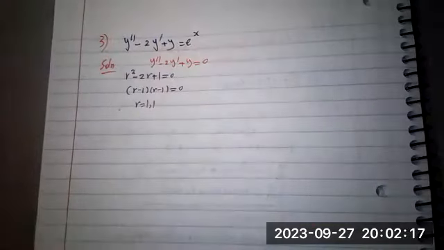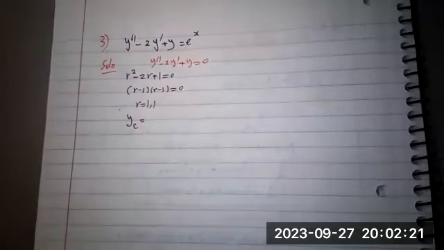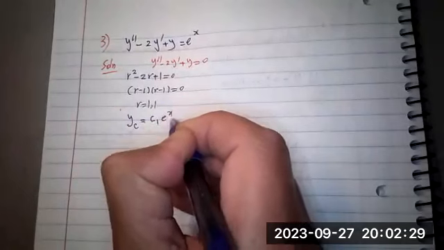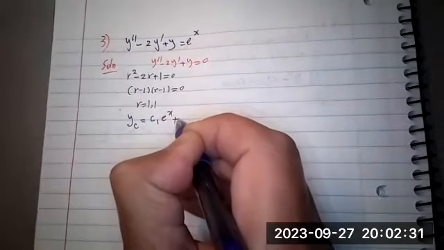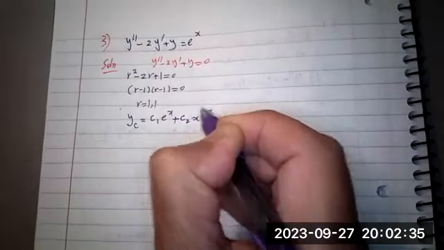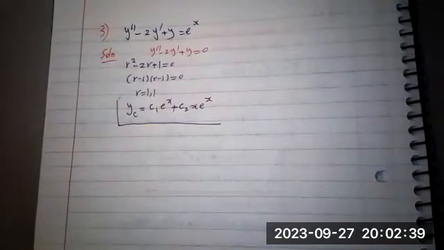So what's going to be the solution? YC equal to C1 e to the x. Second one, C2 x e to the x. That's YC. Remember, it's a repeated solution. So the first solution is going to be e to the rx. The second one is multiplied by x.